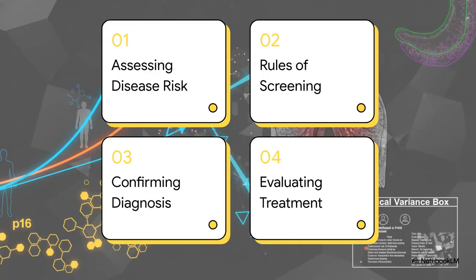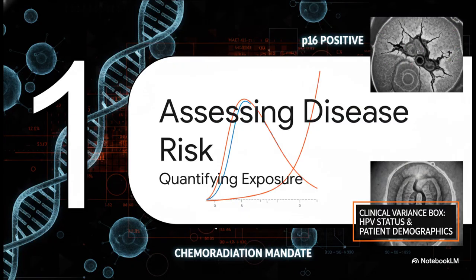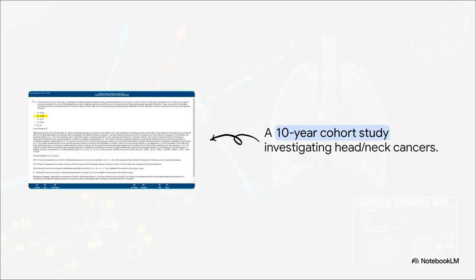Our clinical pathway today covers 4 sequential steps: assessing disease risk, the rules of screening, confirming the diagnosis, and evaluating treatment efficacy. Section 1. Assessing disease risk and quantifying clinical exposure. We begin our journey by looking at exactly how we objectively measure the danger of a specific risk factor.